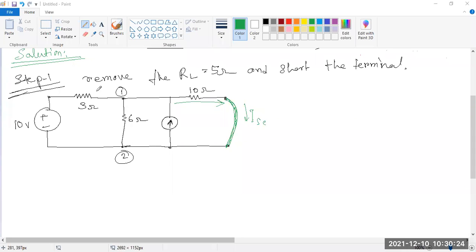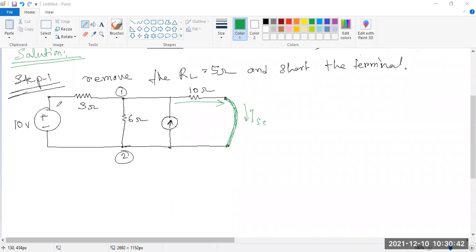Okay. First, step by step, remove the RL load, 5 ohm. Then short the terminal, and we have to find out the ISC, the short circuit current. This short circuit current will be the Norton current.